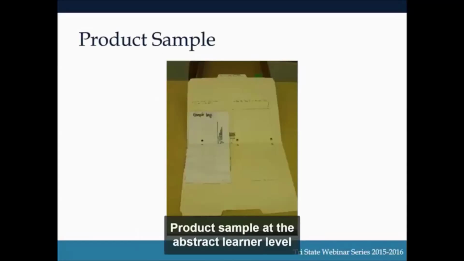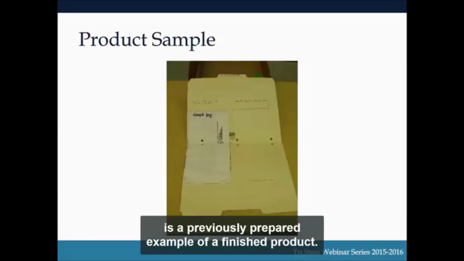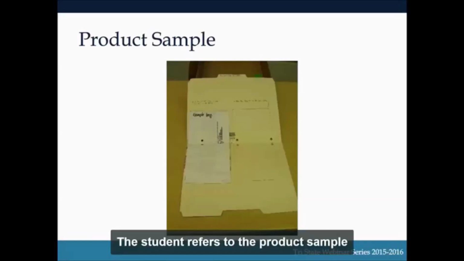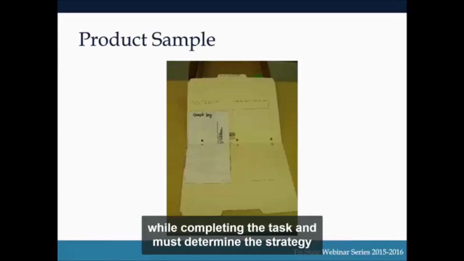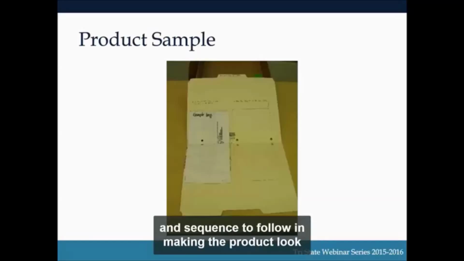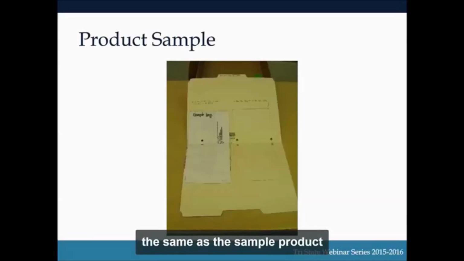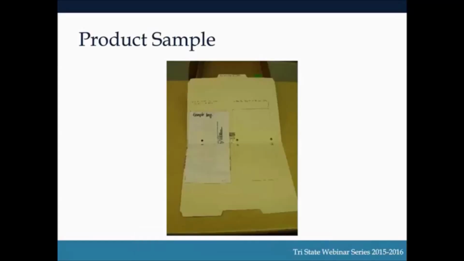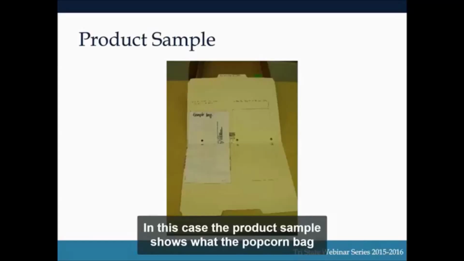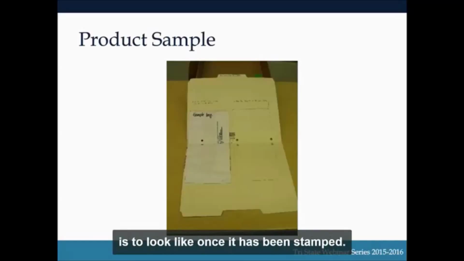Product sample at the abstract learner level is a previously prepared example of the finished product. The student refers to the product sample while completing the task and must determine the strategy and sequence to follow in making the product look the same as the sample product without other visual instruction. In this case, the product sample shows what the popcorn bag is to look like once it has been stamped.